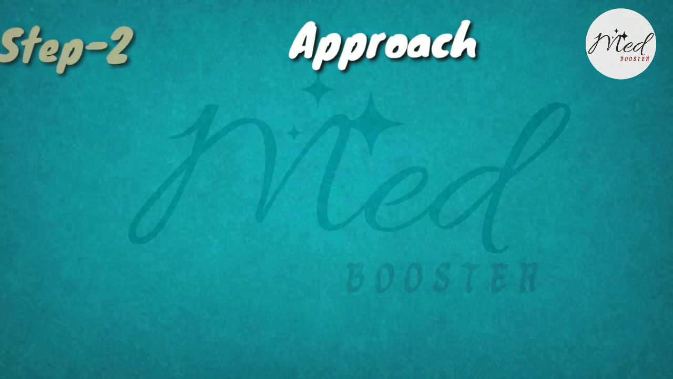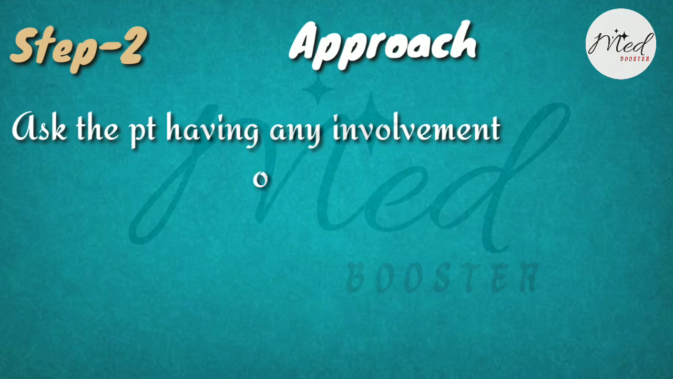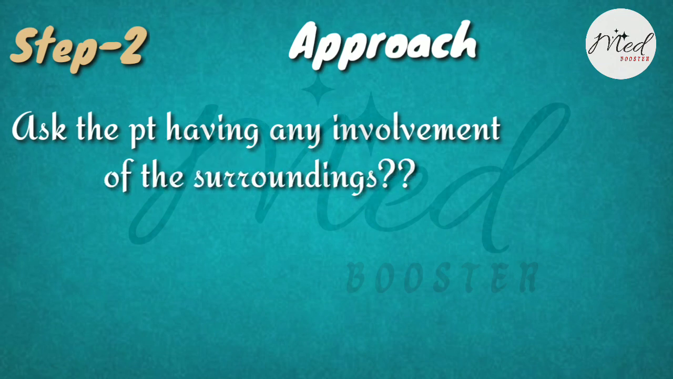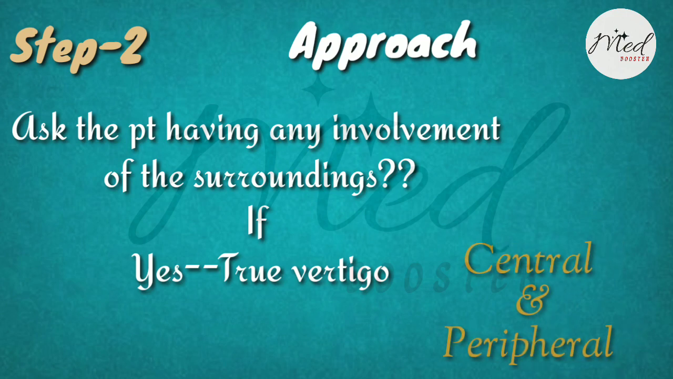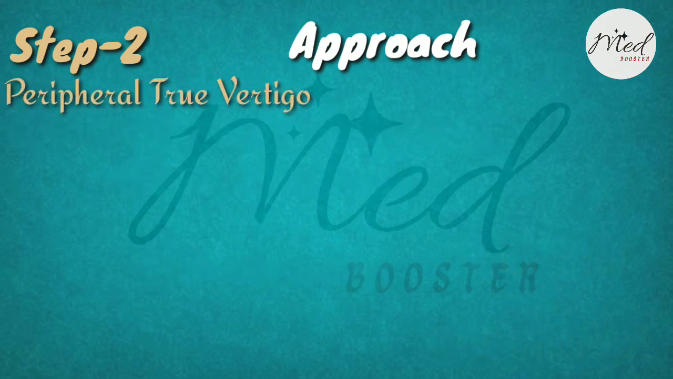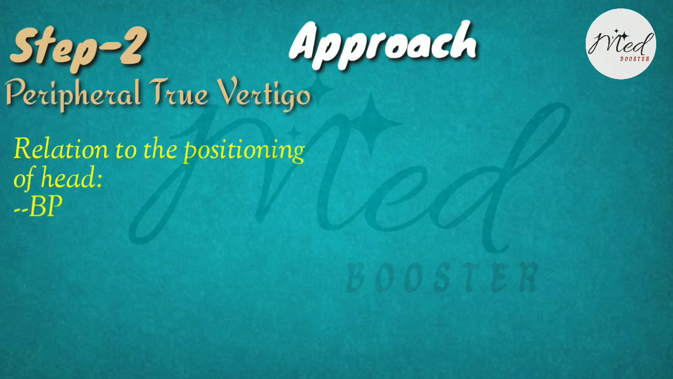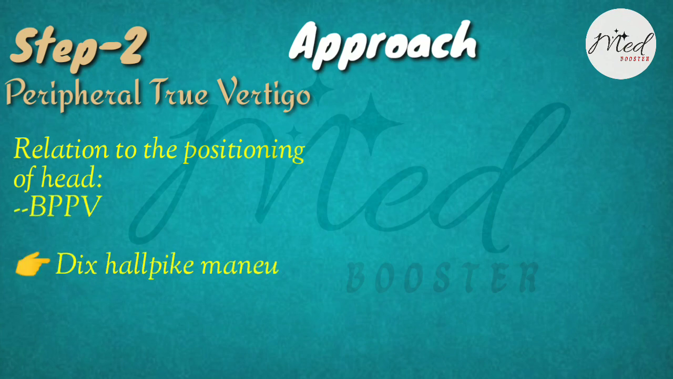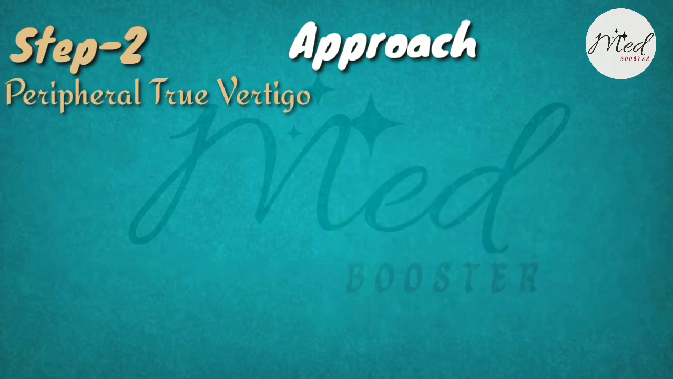Step 2. If the feeling of spinning is with the surroundings, it's a case of true vertigo, and we already knew that it may have central and peripheral causes. For peripheral causes, ask the patient whether vertigo is related to the positioning of the head, for BPPV. If yes, then do the Dix-Hallpike maneuver for confirmation.